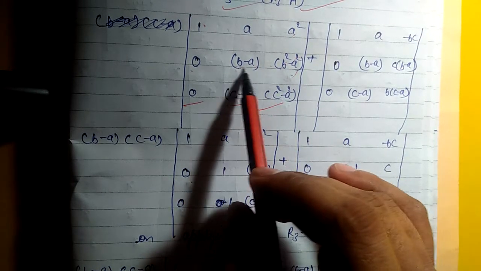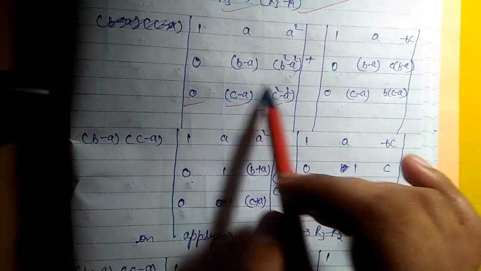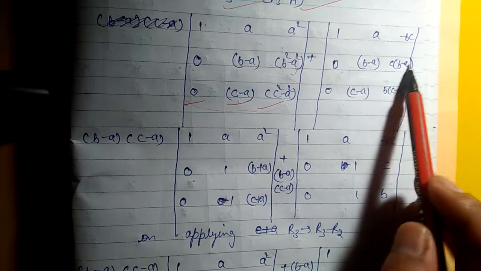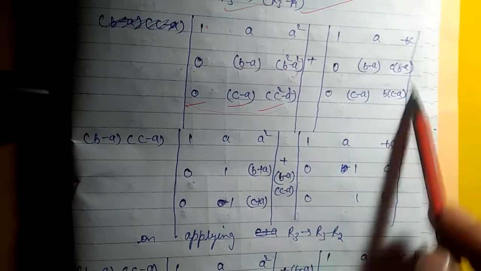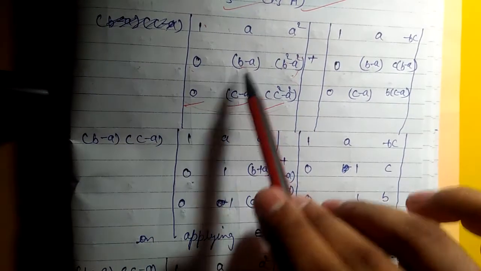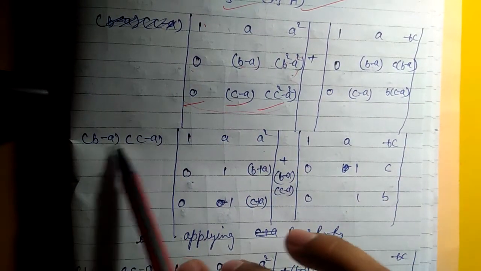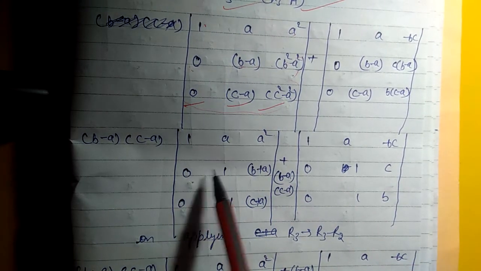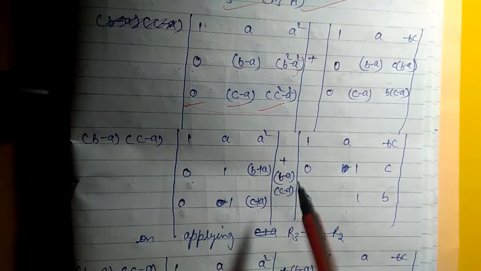So you can take out the common b minus a from R2 and c minus a from R3, and here you can also get the common b minus a from R2 and c minus a from R3. So we did the same. We have taken out the common b minus a and c minus a. After taking the common b minus a and c minus a from this determinant, you will get 1, 1, a square; 0, 1, b plus a; and 0, 1, c plus a.